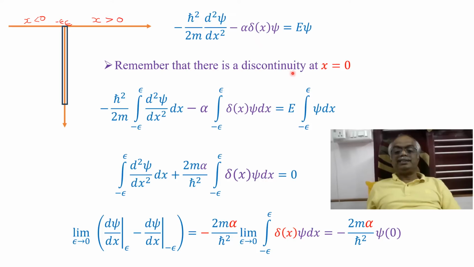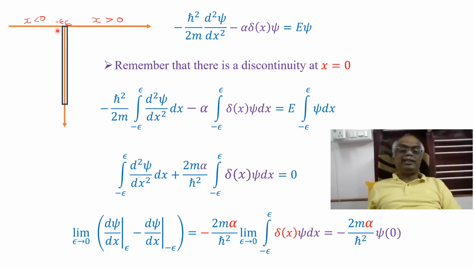Remember that there is a discontinuity at x equal to 0. At x equal to 0, this slope, that is the derivative, is not zero, it's infinite. One of the properties of the wave function is that the wave function and its derivative must be continuous at the boundary. So here there is a discontinuity. Then how to solve it? Because here d psi over dx is infinite, so we can solve it by taking the integral of this.